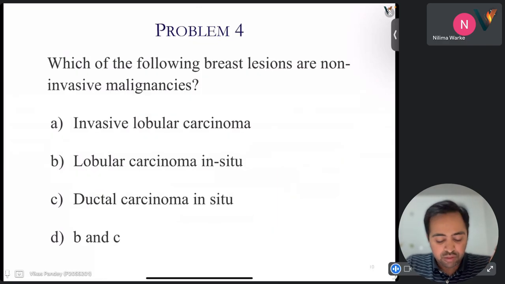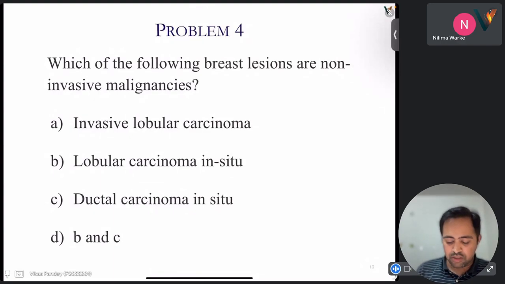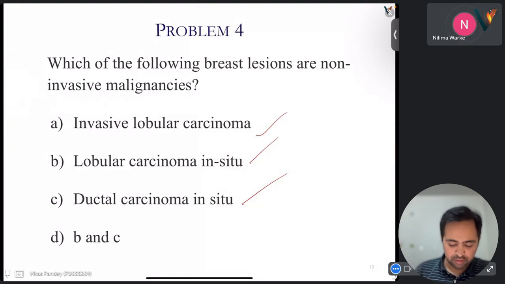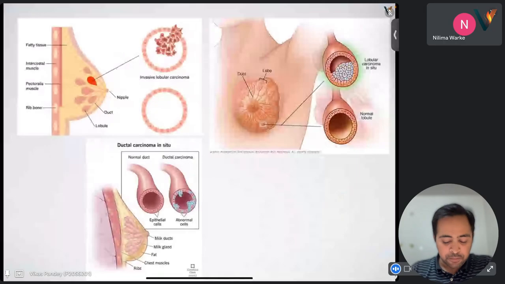Okay, now next question. Which of the following breast lesions are non-invasive malignancies? Okay, they spread but they are not invasive, in the sense they will not try to go to different places and keep on increasing. Are you aware of all these breast lesions? No, sir. Okay.